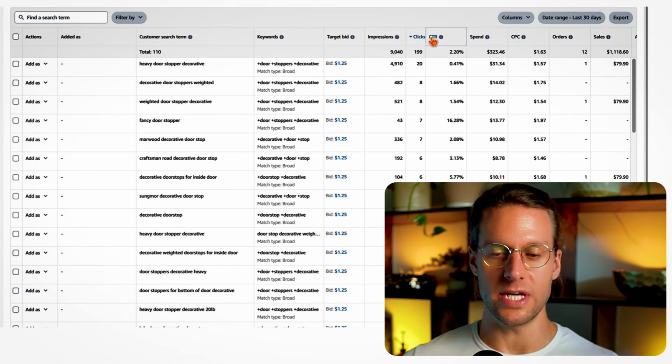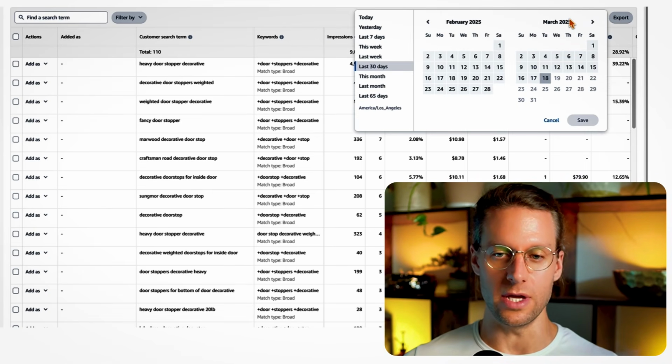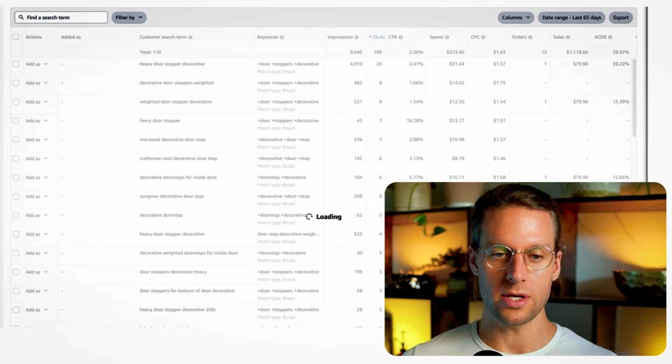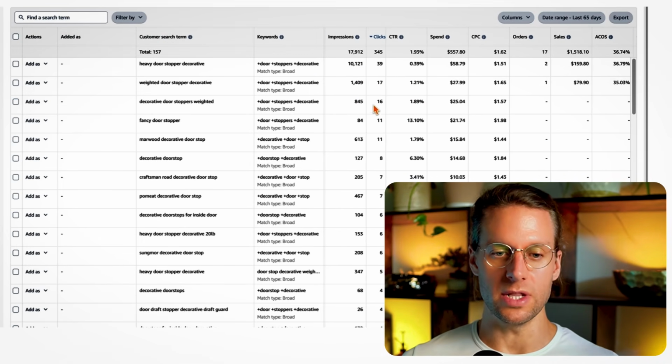Now, before we adjust any of the bids, we're gonna go to the search terms to see if there's anything that we need to negate. So clear things to look out for are any words that are very irrelevant to your product, but there's also other reasons to negate. Like in our case, we actually have a lot of these terms that are competitor brand names.